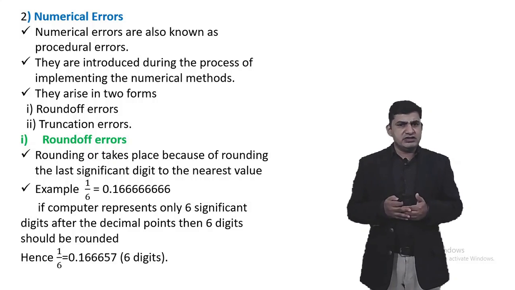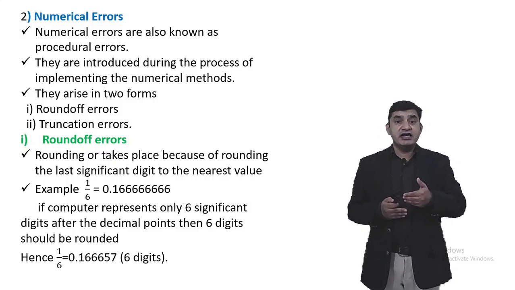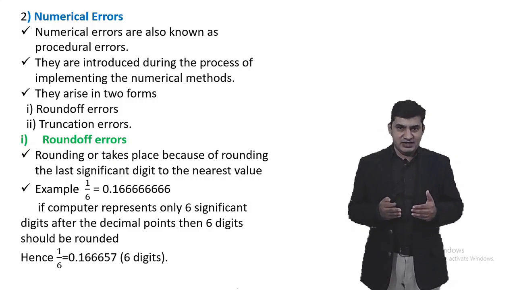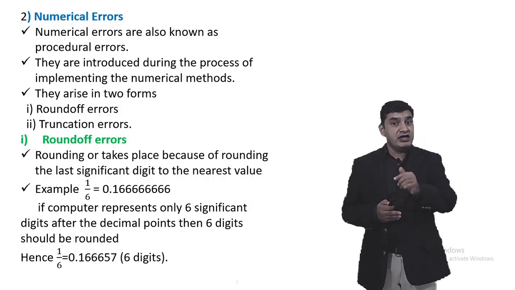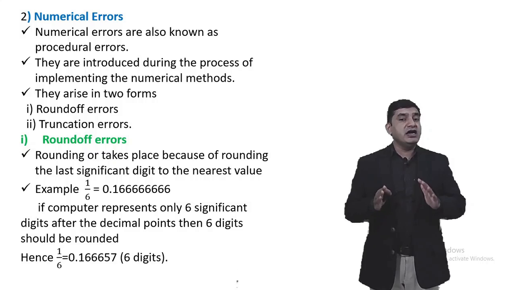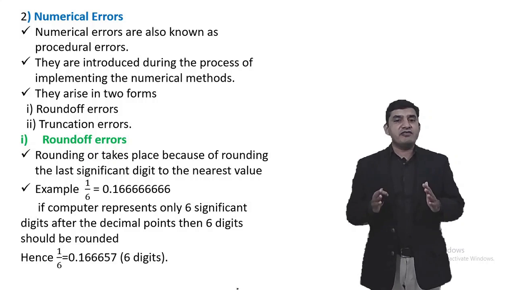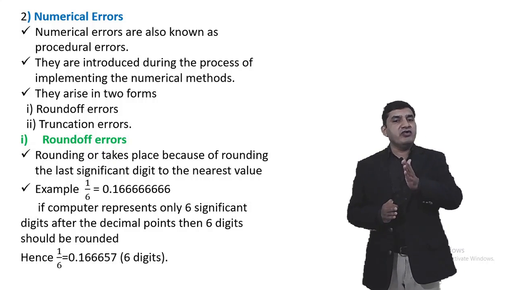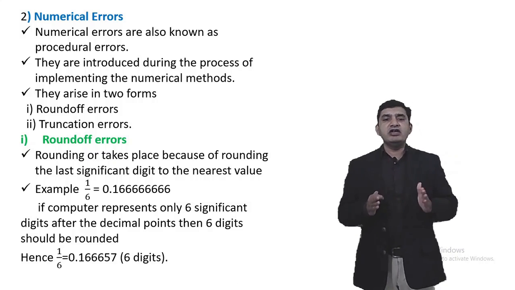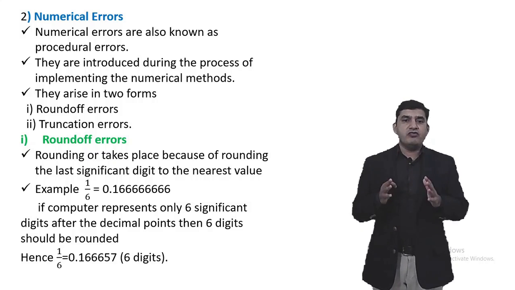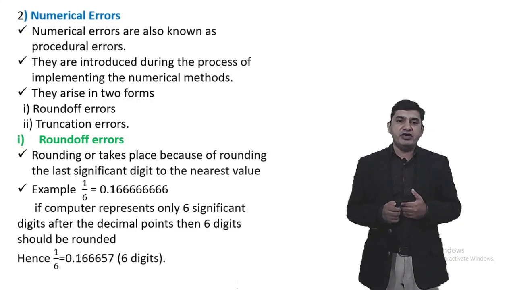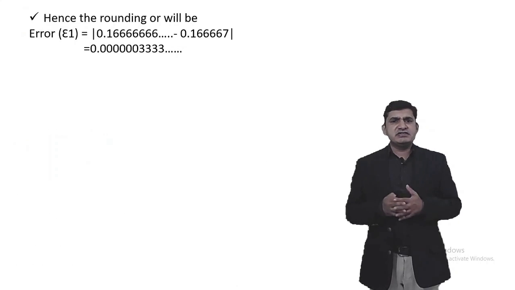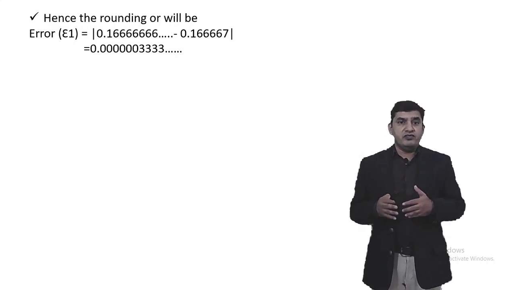We know that if the significant digit is greater than 5, then add 1 to that significant digit. If it is less than 5, then remain it as it is. Therefore, here it is a 6, so add 1 to the 6, it becomes 7. So 1 upon 6 is equal to 0.166657. So this is round-off.